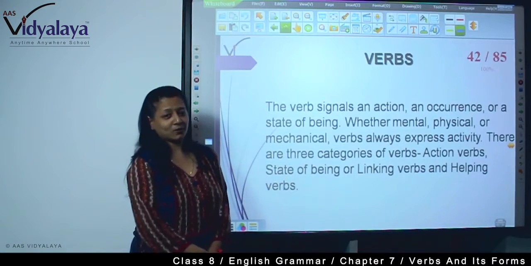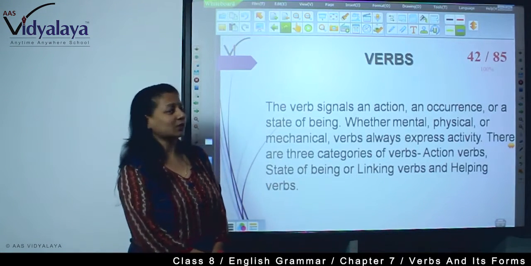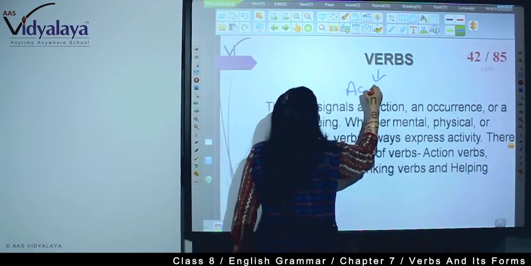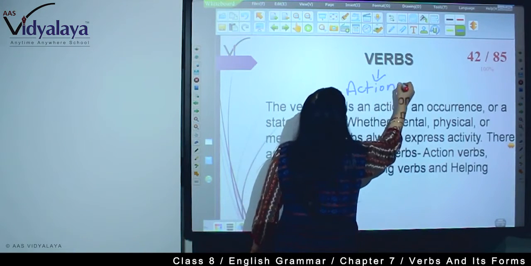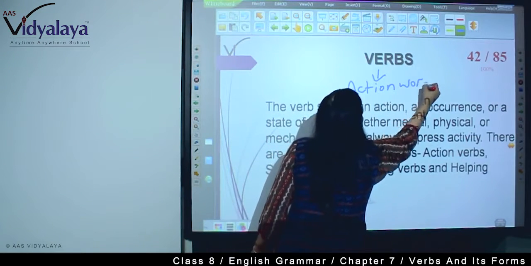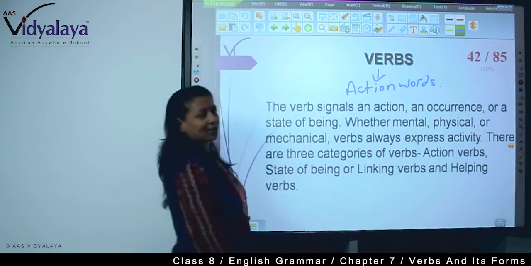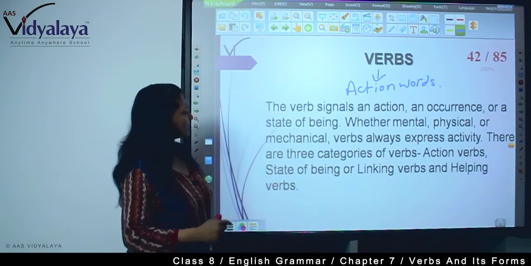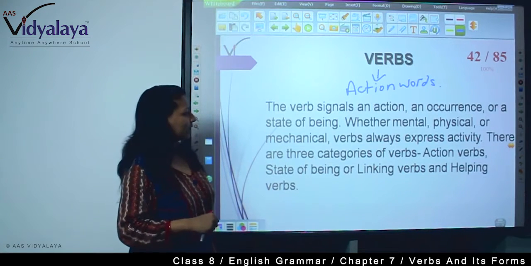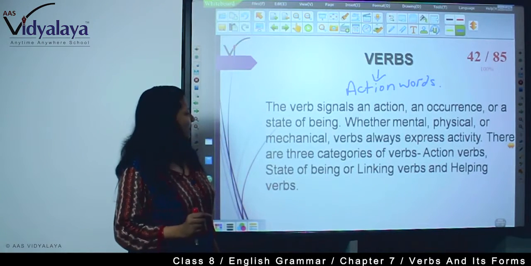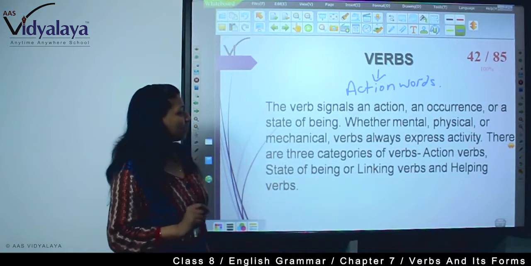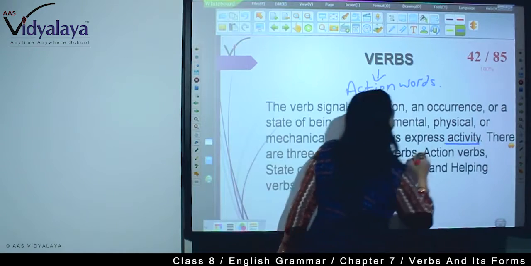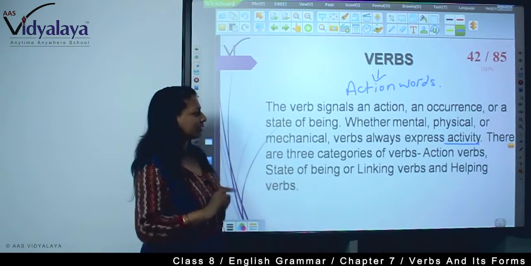Now, what are verbs? As you know, verbs are all action words. So we can write verbs as action words. The verb signals an action, an occurrence or a state of being. Whether mental, physical or mechanical, verbs always express activity. Always remember activity. Action is associated with verbs.